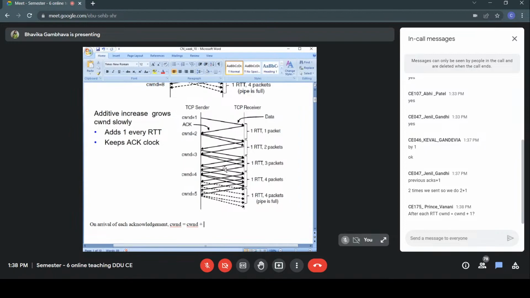Yes, Prince, after each RTT congestion window will be congestion window plus 1. That is true. But I want to see the growth rate on arrival of each acknowledgement. Then what would it be? We cannot have the burden of remembering the number of RTTs. In case of, let us say, a timeout, after timeout we retune the parameters and then again we begin. So the actual number of RTTs which has passed in this particular connection could be different, isn't it?